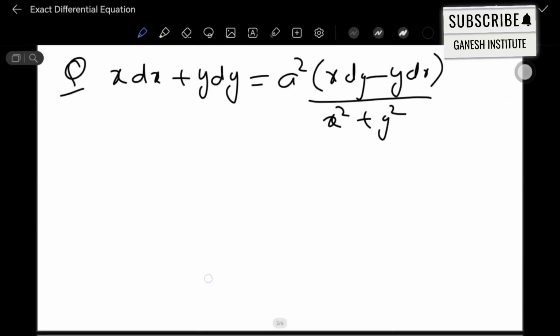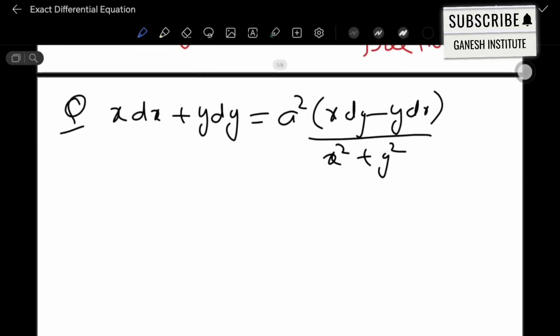So let's try one question. This is the equation given to us and we need to find out the solution. The question has not mentioned whether it is exact or homogeneous or linear. How would you solve it? Nothing is mentioned, it is only asking to solve. So firstly, let's check the criteria of an exact differential equation.